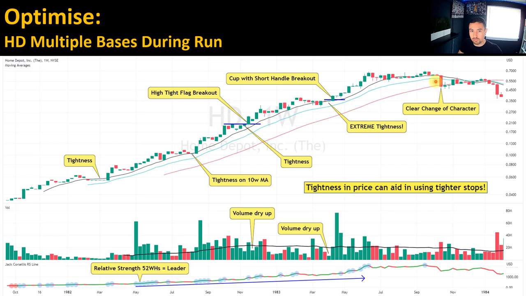Do you see the 2 weeks before? Tight, tight. And look how the volume's drying up here. So here you could be thinking, this is really constructive action, then whammy. Okay, bearish change of character. You want to be very aware of those.